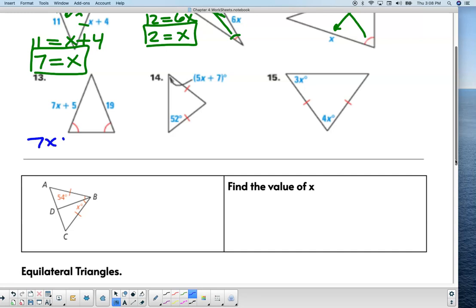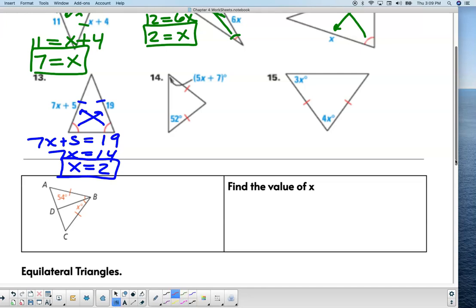So I've got 7x plus 5 is equal to 19. That's my relationship because these are the sides that should be congruent. Now, 19 is equal to 7x plus 5. I subtract 5 and I get 7x is equal to 14. I divide by 7 and x is 2. So that's what we're supposed to find, the value of x.